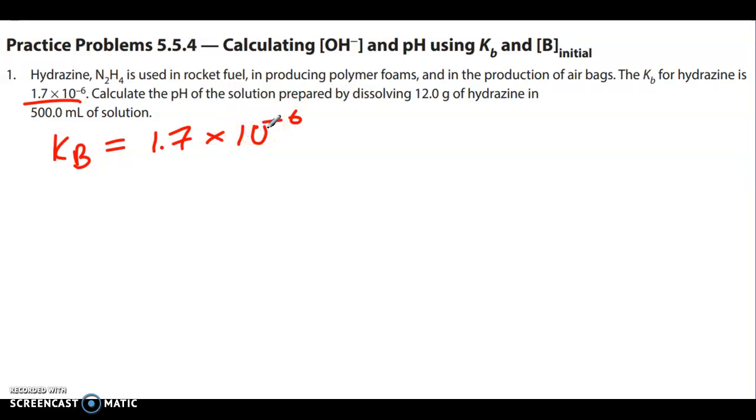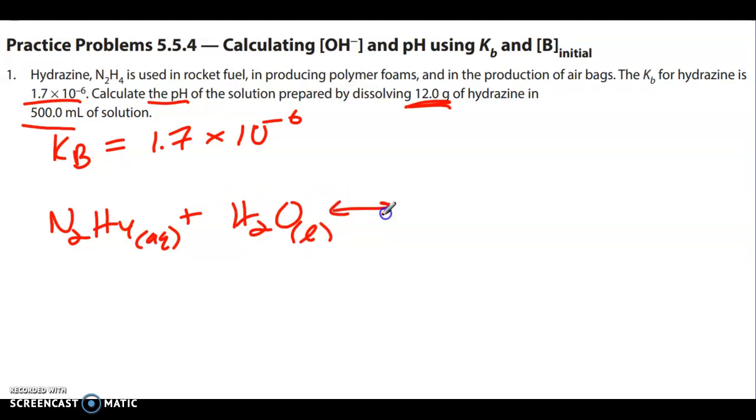We want to calculate the pH of the solution prepared by dissolving 12.0 grams of hydrazine in a 500 milliliter solution. I'm going to start off by writing out our equilibrium expression. We have hydrazine in water, which is going to be N2H5 plus and hydroxide.